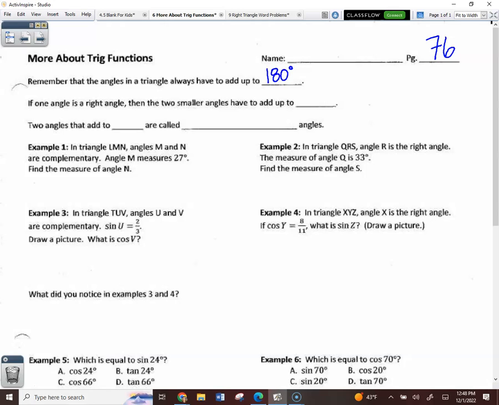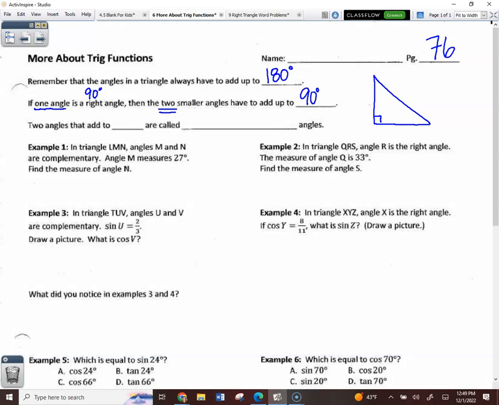Now, having said that, let's come right here and let's draw a right triangle. So all three angles have to add up to 180, right? Are you with me? What does the little square mean? 90 degrees. Okay, that means 90. So if one angle is a right angle, which it has to be if it's a right triangle, then the two smaller angles would have to add up to what? 90 degrees. 90.